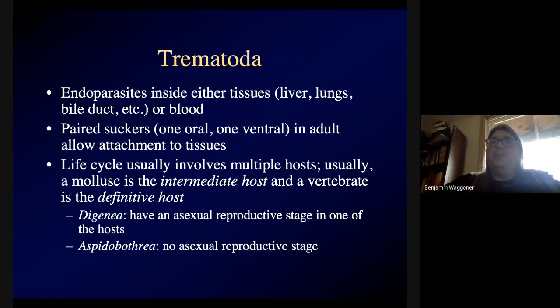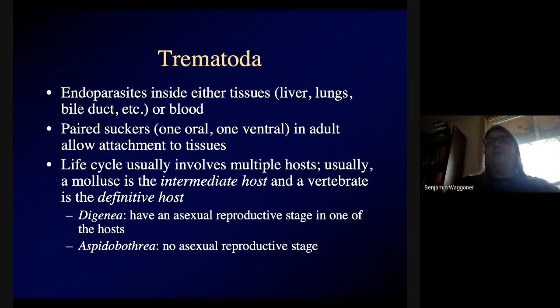The adult's got a pair of suckers. One surrounds the mouth and one's down on the belly. That's the oral sucker and the ventral sucker. These allow attachment to the tissues. The oral sucker may also allow the fluke to slurp up mucus or blood or tissue or whatever it does.